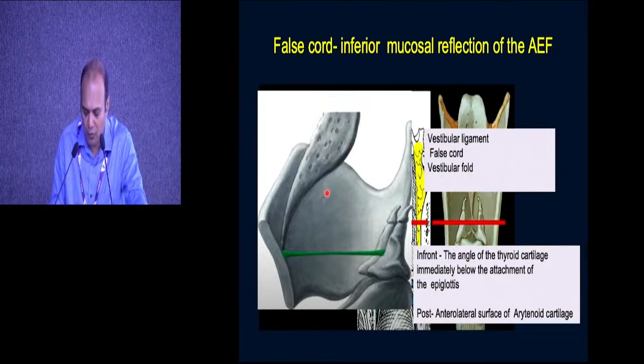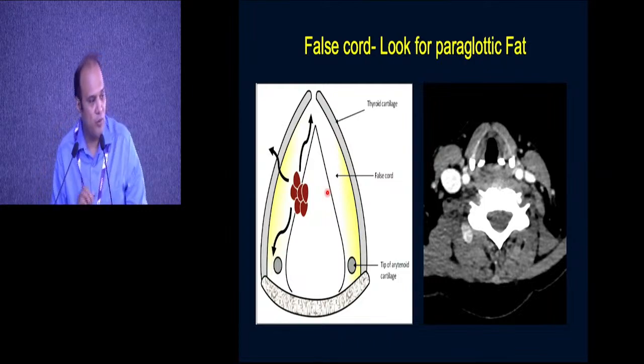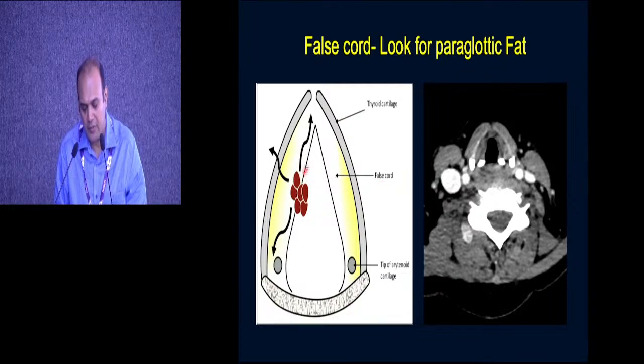How do you look for the false cord? You just trace the level of the arytenoid cartilage. If you're seeing the arytenoid cartilage, you are at the level of the false cord, because the false cord is attached to the arytenoid cartilage. So you have a lesion in the false cord. It can spread laterally to the paraglottic fat here, and just lateral, then to the inner cortex of the thyroid cartilage, then extralaryngeally, and anteriorly it can gain access into the pre-epiglottic space. And posteriorly it can gain access, and the thyroarytenoid gap can be widened. And this is the arytenoid cartilage.